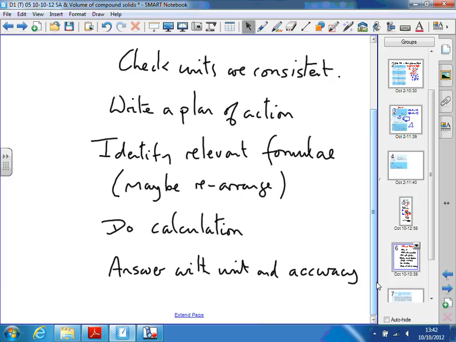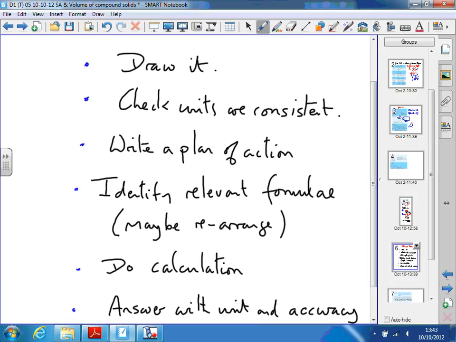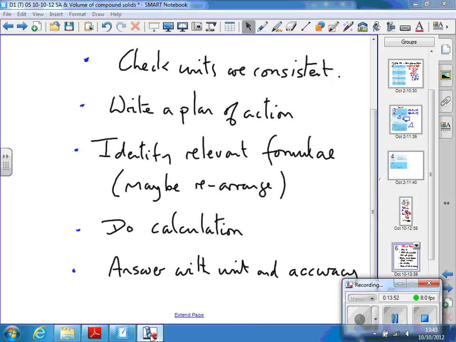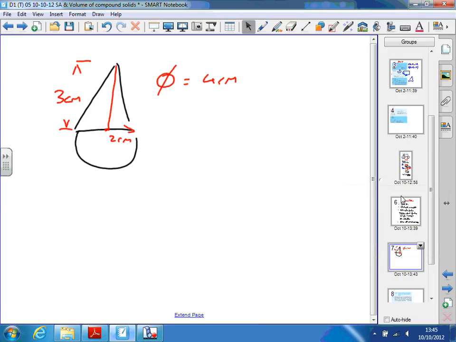So those are the sorts of steps that you would follow. You might not always need to do every step depending on the problem, but those are the sorts of things to consider when you're faced with a problem to solve. So with this plan in mind that we've just written down, let's go back and find the surface area of this particular shape. So we've drawn it.